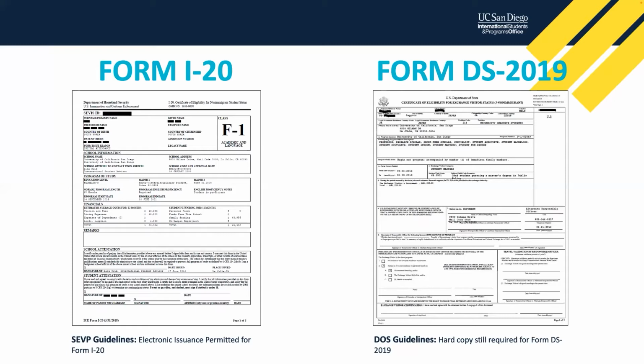For J1 students, the J1 program is run by a different government agency. They are run by the Department of State. So they have different guidelines, and that agency, the Department of State, is still requiring a hard copy for J1 students. So we still do need to send you the hard copy by mail, but you can indicate how you would wish to receive that document in your iPortal account. You provide your shipping information, set up a shipping account, and then we will send it to you once it's ready. All right.